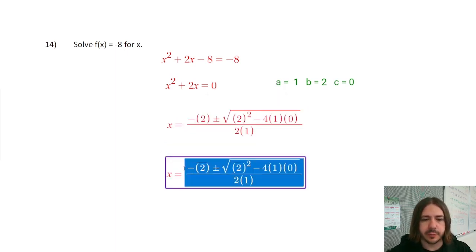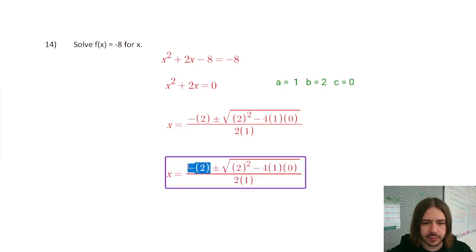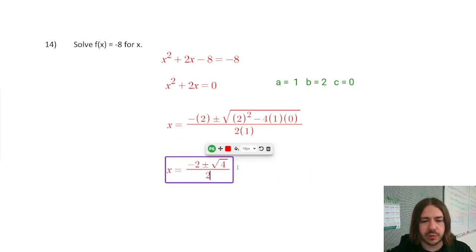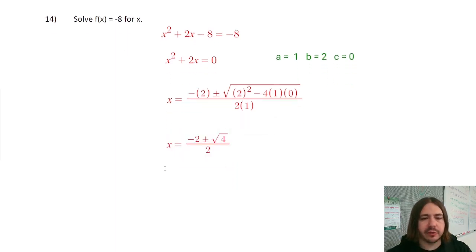We got -2 plus or minus the square root of 2 squared, which is 4. And then minus, all this is 0, so I'm just going to delete all that. And then 2 times 1 is 2. And we know that the square root of 4 is 2, so what we get here is -2 plus or minus 2 over 2. There's just too many 2's.